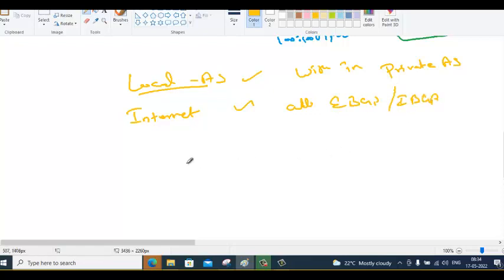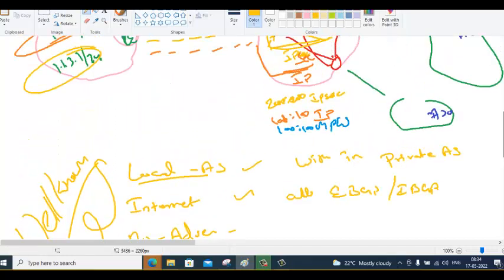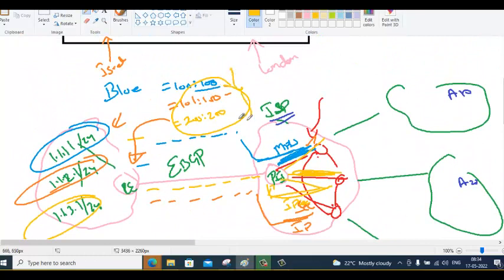There is also something called no advertise. It won't advertise to EBGP, it will advertise only to IBGP. So likewise, there are well-known communities. These are all called well-known communities, and these are custom communities.